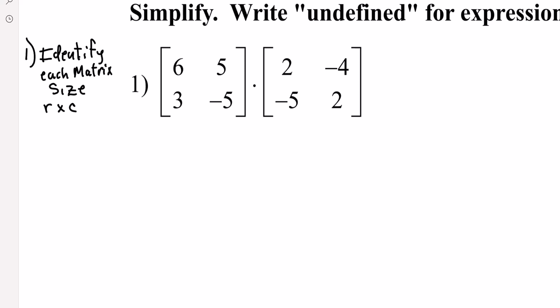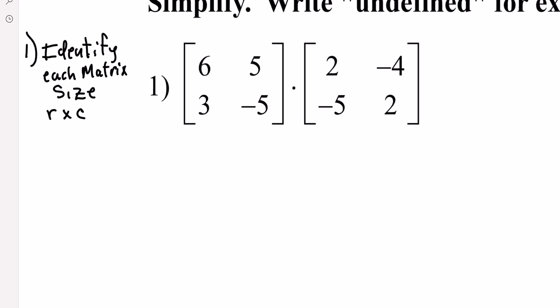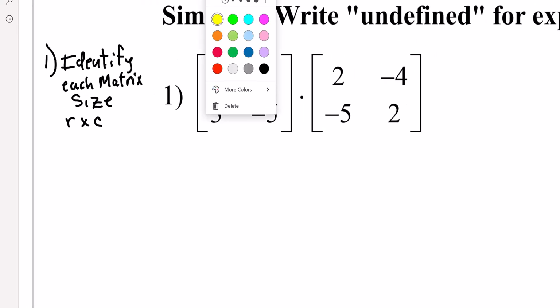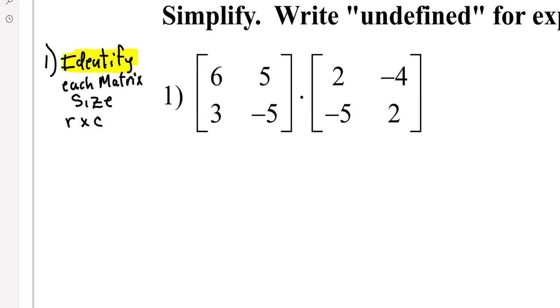Okay, now we're going to be multiplying matrices together. It's a little bit trickier than adding and subtracting. First thing you need to do is identify and label each matrix size, and you label them rows by column. So 2 rows by 2 columns. Same with over here.